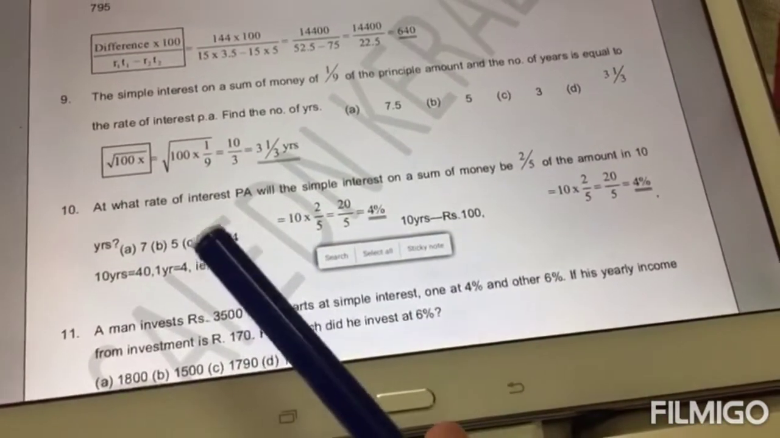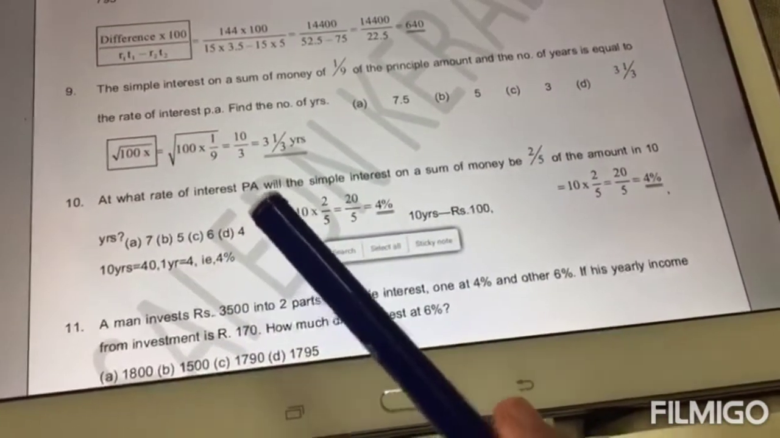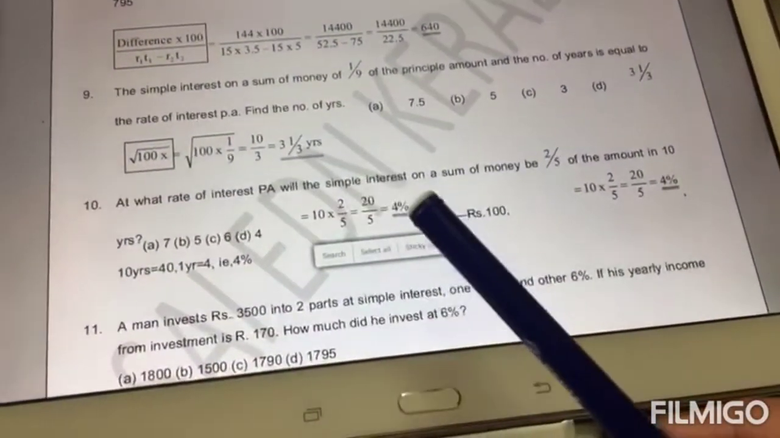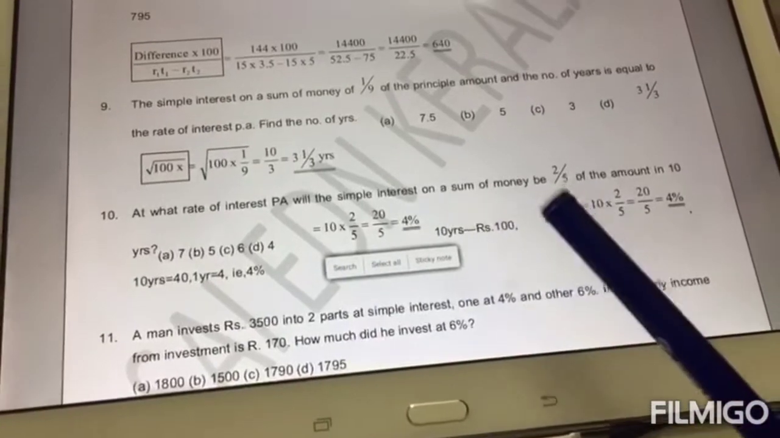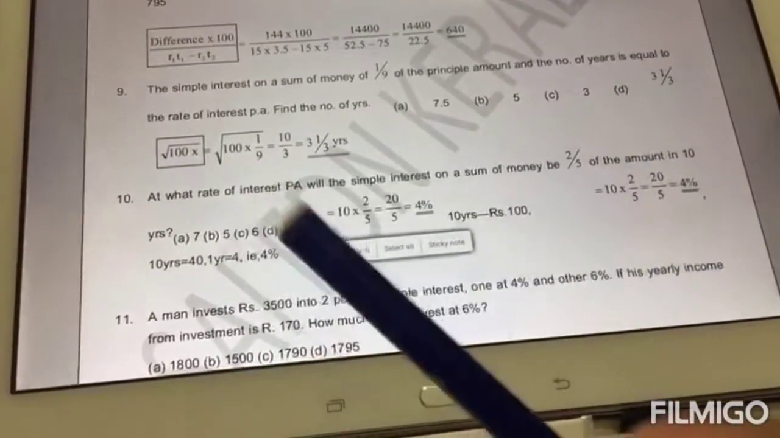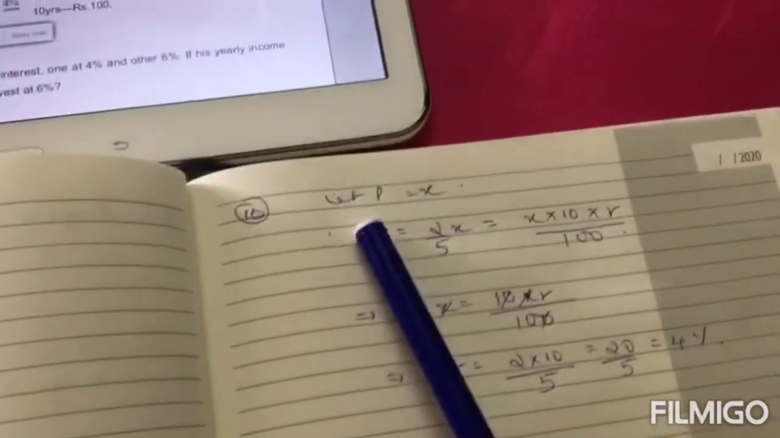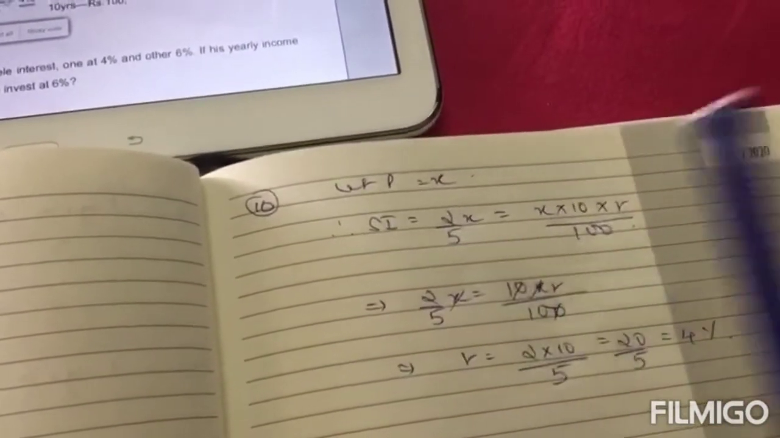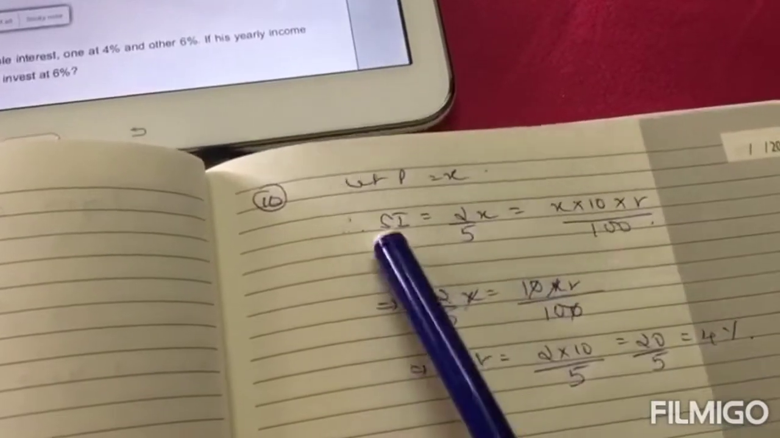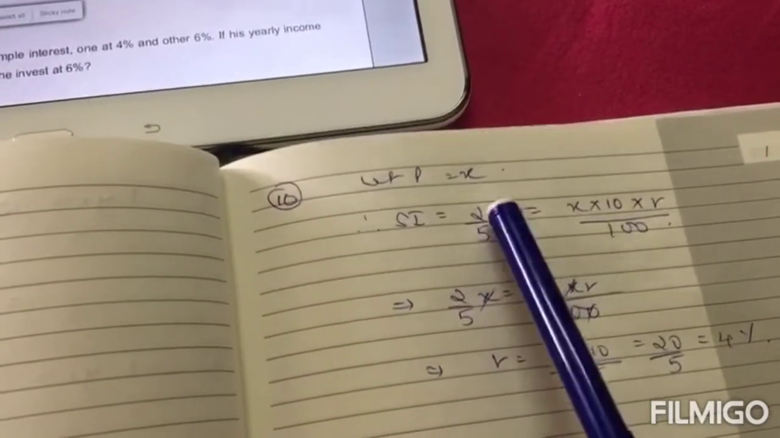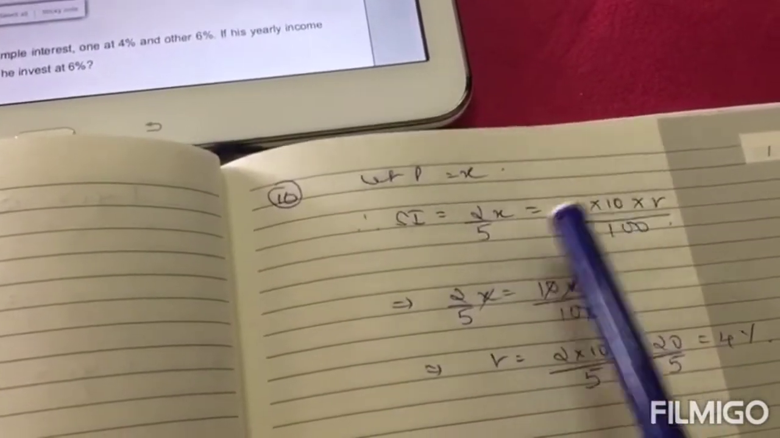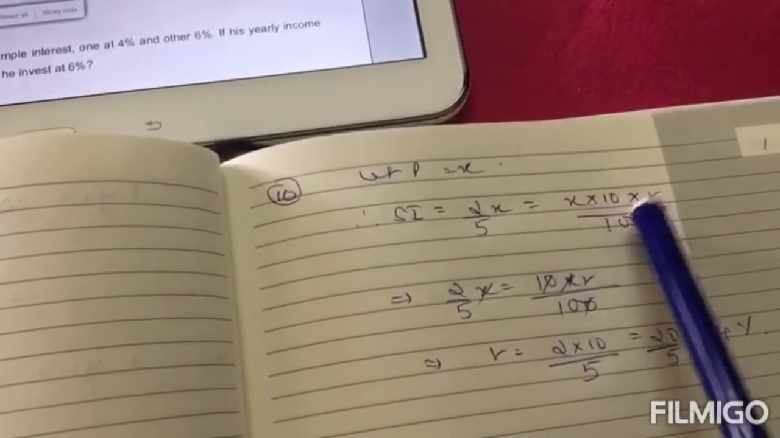Okay, number 10. At what rate of interest per annum, PA means per annum, that is every year, will the simple interest on a sum of money be 2/5 of the amount in 10 years? Let amount invested be equal to X, which is the principal. So what is the question saying? At what rate of interest will the simple interest be 2/5 of the amount invested? That is 2/5 of X is equal to X into 10 years into R by 100.